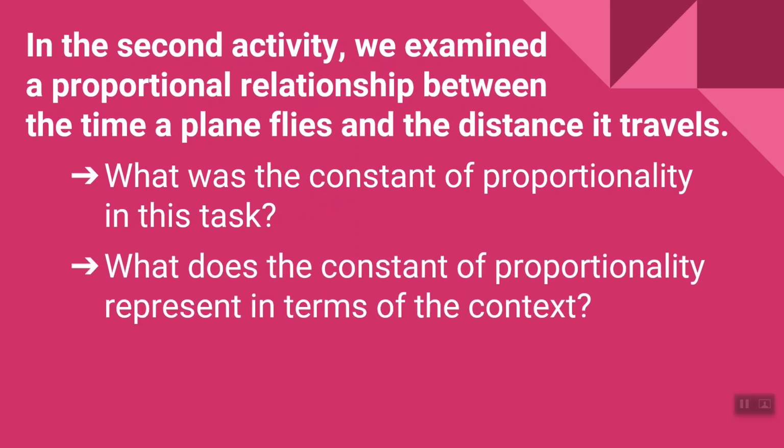The constant of proportionality in the context of the problem, remember it is how much of the right side of the table per one of the left. So I know that sounds a little funny, but you'll hear me say that a lot. But 550 miles, the plane travels 550 miles in 1 hour. That's what the constant of proportionality represents in terms of the context of the problem.